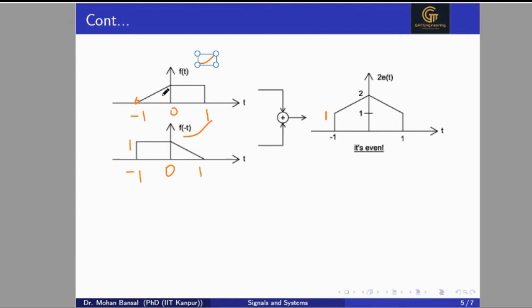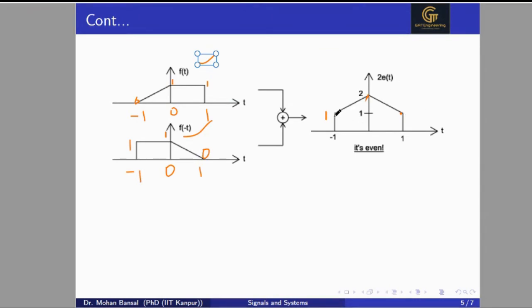Now there is no discontinuity between -1 and 0. Discontinuity occurs at t equal to 0, so we will observe the value at t equal to 0. At t equal to 0, we have 1 here, and at t equal to 0, we have 1 in this function also. So if we add 1 with 1, we will get 2 at t equal to 0. In the same way, we add at t equal to 1, because discontinuity occurs at t equal to 1 again. At t equal to 1, f(t) has 1 and f(-t) has 0. If we add 1 with 0, we will get 1. So we got 1, 2 and 1.